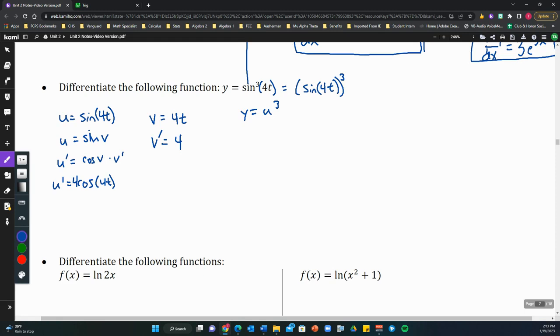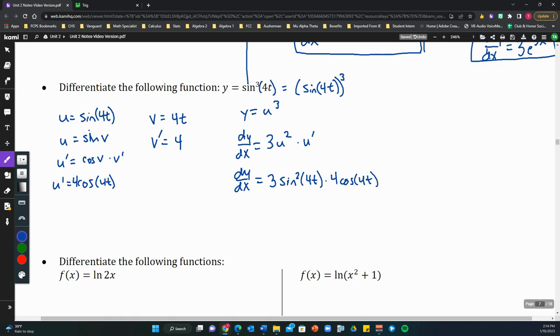Just like we do with the original, now I'm going to go back to the very original guy, take its derivative. So u cubed turns into 3u squared times u prime. Now we can replace all of our u stuff with what we know it's equal to. So u becomes sine of 4t again. So this is really going to become 3 sine squared of 4t, and then times u prime would be all of this, so times 4 cosine of 4t.